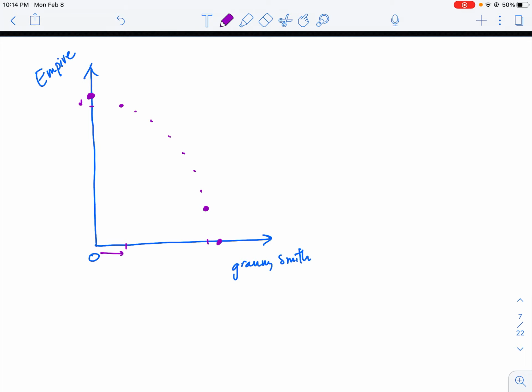And so what you see is that there are other combinations of Empire and Granny Smith, but they don't fit on a straight line. They fit on a curve, a frontier that bows outward.